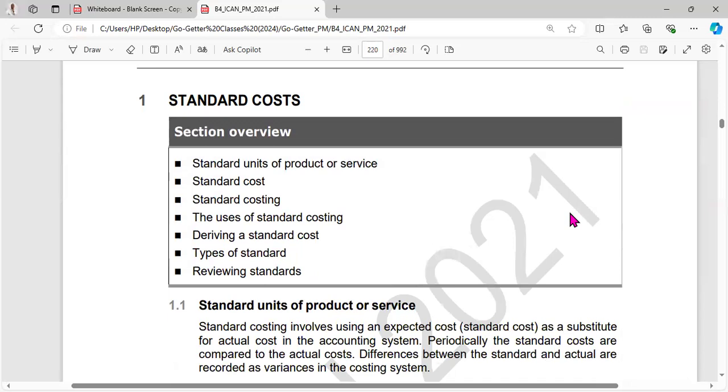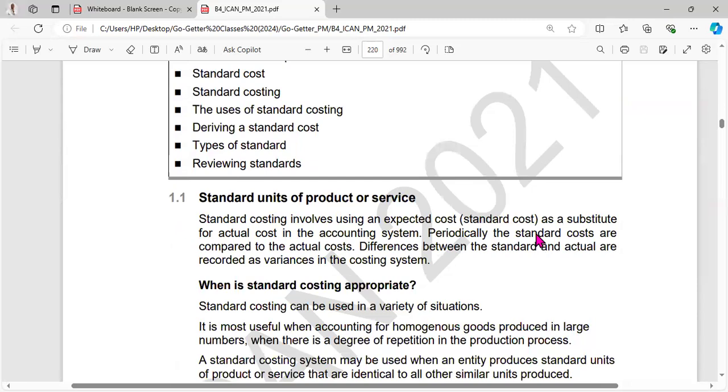Standard costing. What is standard cost? Now, standard units of product or service. Standard costing involves the use of expected costs, which are called standard costs, as a substitute for actual costs in the accounting system. So we use a standard cost instead of an actual cost.